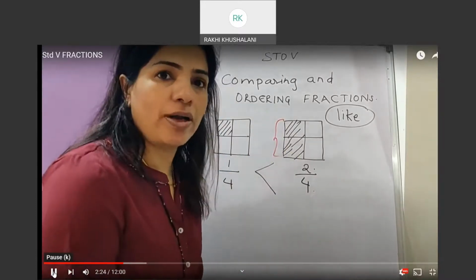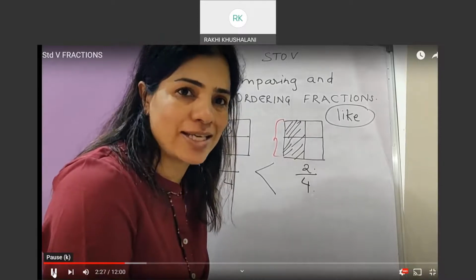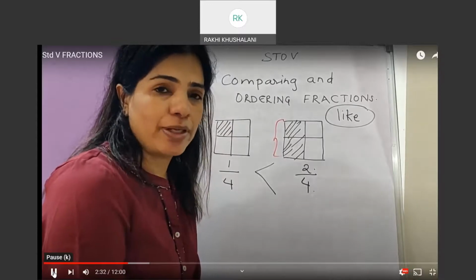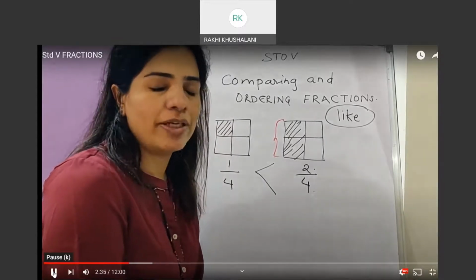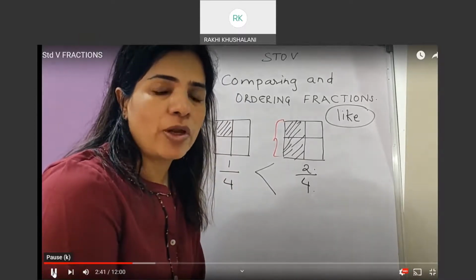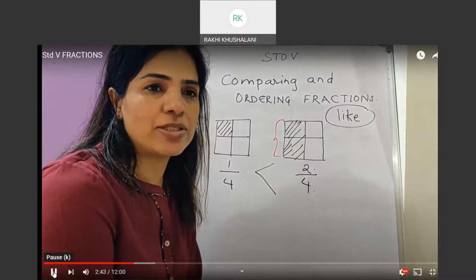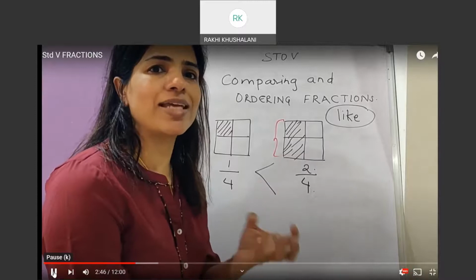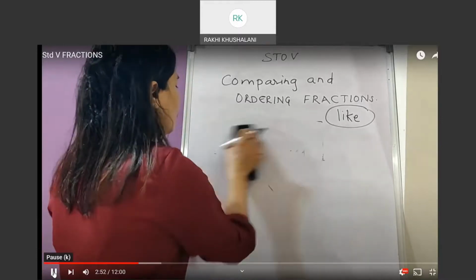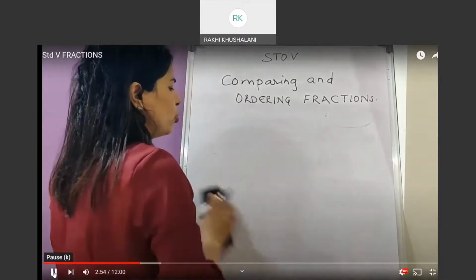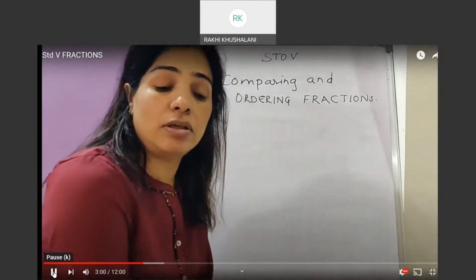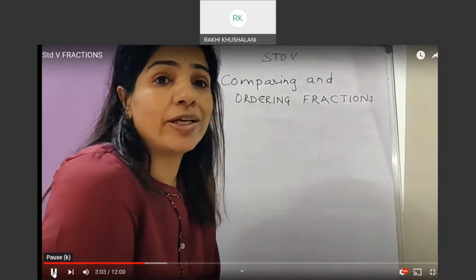Now this comparison was between like fractions, where the denominators are the same. Say I take a chocolate, a Cadbury chocolate, with 6 pieces. You eat 2 and your friend eats 1. So your friend has eaten fewer pieces. The comparison is being done between the same size of chocolate. That is like fractions. But there can be a situation where I am comparing fractions with two different denominators.